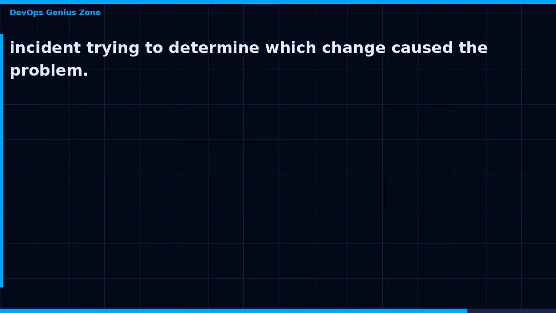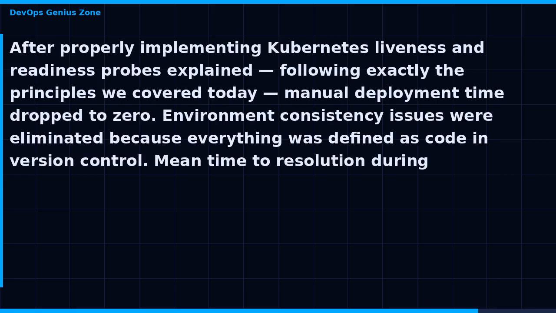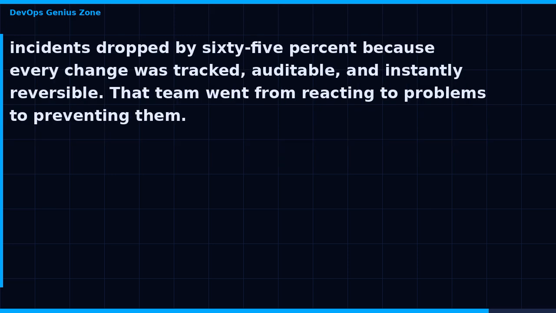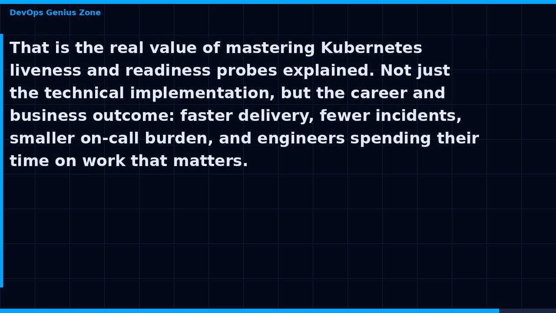After properly implementing Kubernetes Liveness and Readiness probes explained, following exactly the principles we covered today, manual deployment time dropped to 0. Environment consistency issues were eliminated because everything was defined as code in version control. Mean time to resolution during incidents dropped by 65% because every change was tracked, auditable, and instantly reversible. That team went from reacting to problems to preventing them. That is the real value of mastering Kubernetes Liveness and Readiness probes explained. Not just the technical implementation, but the career and business outcome, faster delivery, fewer incidents, smaller on-call burden, and engineers spending their time on work that matters.